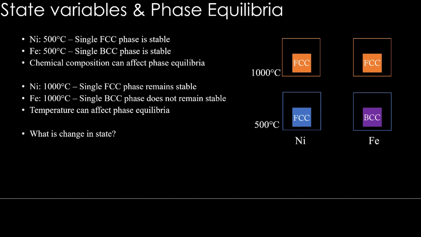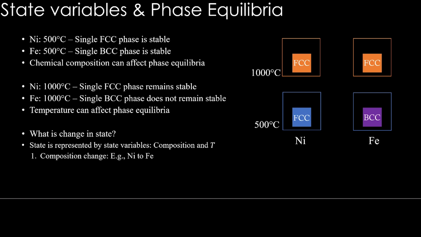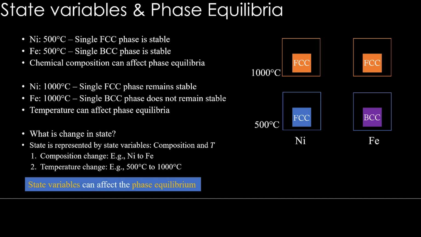So what is change in state? Later we will see that state is represented by state variables. In this case, composition and temperature. These are the state variables. Okay, that is changing in these cases. So the composition changes from nickel to iron. Temperature changes from 500 degrees to 1000 degrees Celsius. So state variables can affect phase equilibrium. That's what we understand from all this.